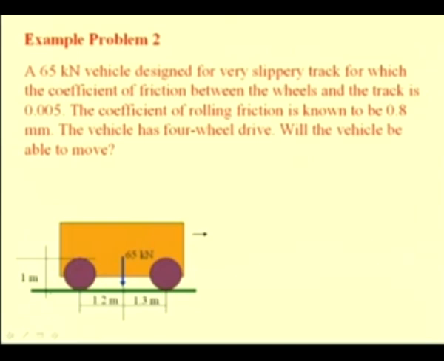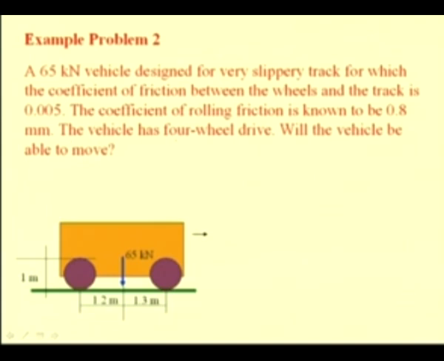Let us see one example problem. Here you see a vehicle which is having a weight of 65 kilonewton and it is designed for slippery tracks. Say it could be a vehicle that moves on ice or it could move on steel rails, where the coefficient of friction between the wheels and the track is very low, say 0.005. The coefficient of rolling friction is known to be 0.8 mm.